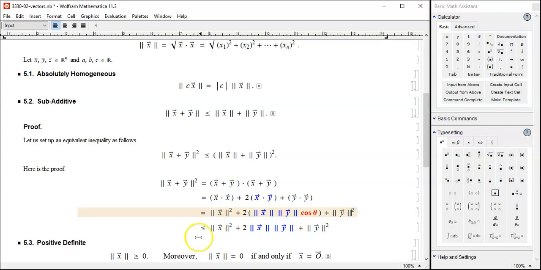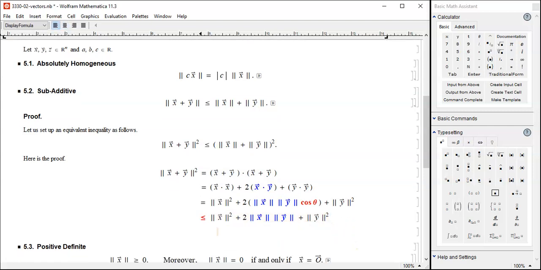So the third line, excuse me. That's how you get this inequality here. Up to here, here and there, all equality. Now that's inequality because I just dropped cosine of theta.